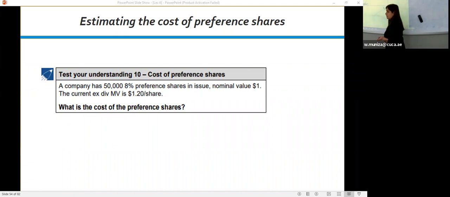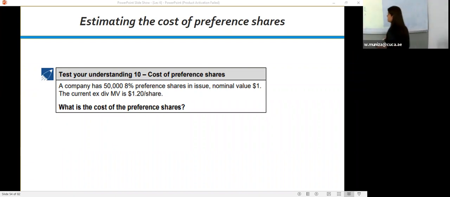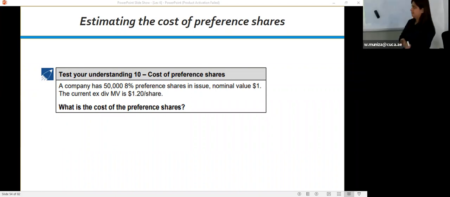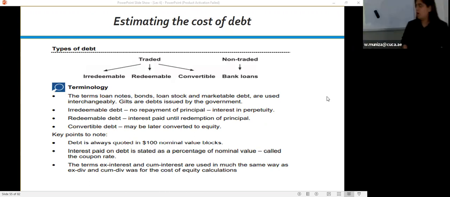Nominal value is 100 here. So how much is 8% of 100? 8. Over here, they have given us the nominal value of 100. The current ex-dividend market value is $1.2 per share. So this will be the cost of the preference shares: 8 divided by 1.2, which is 6.67. So 6.67% is the cost of preference shares. Got it? Very simple it is. Now, my dear students, estimating the cost of debt.